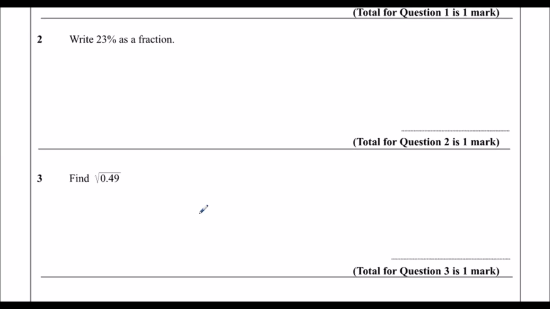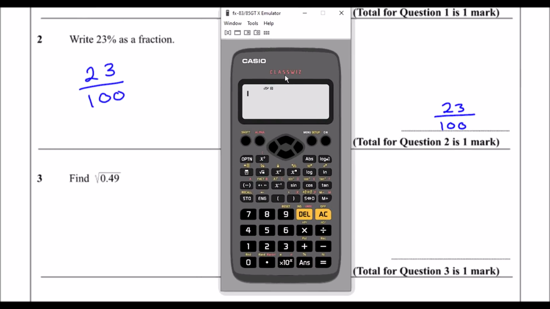Question 2, write 23% as a fraction. Percent means per 100, so percent means out of 100. So 23% as a fraction is 23 over 100. The calculator will do this for us. We can write 23%, so that's Shift A and S, in the calculator, press equals, and it will change it to a fraction, or if we press S to D, a decimal as well.